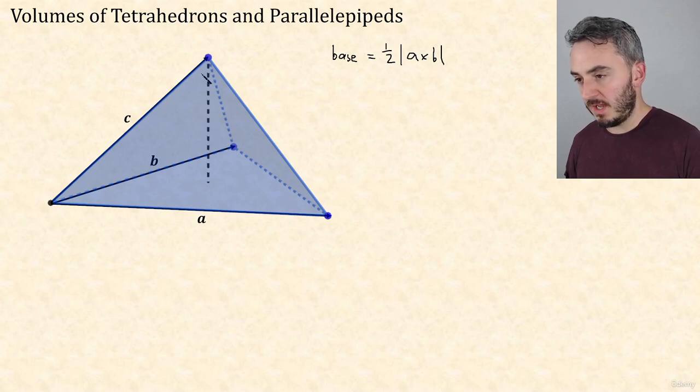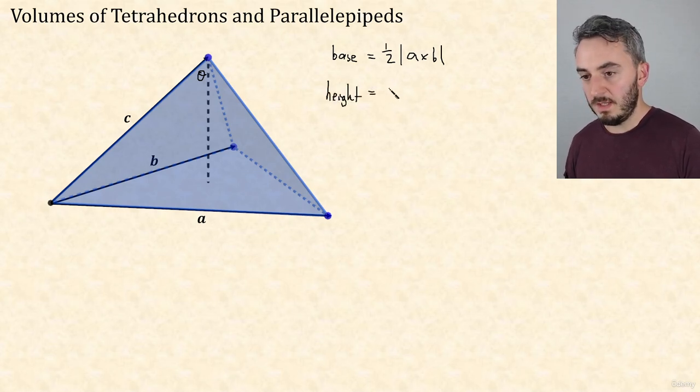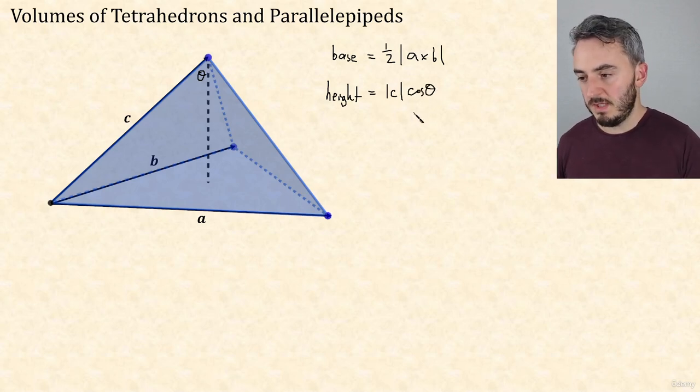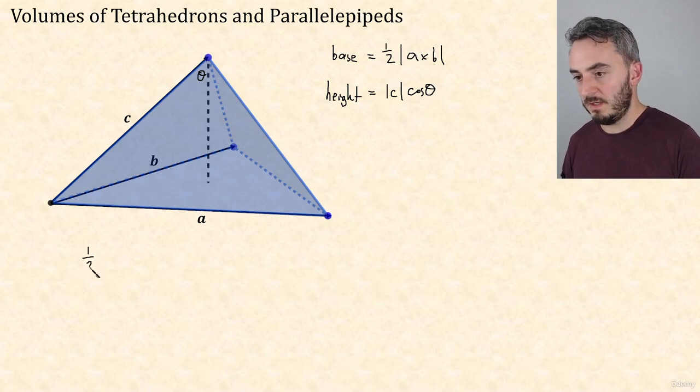So what about that height? Well, if we knew this angle up here, let's call that theta, then this height would simply be the modulus of c cos theta. So it's looking like we're done, right? The volume of the whole thing is a third times the area of the base, half modulus a cross b, multiplied by the height, which is modulus of c cos theta.